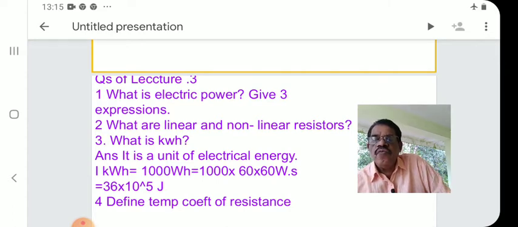Next question is, define temperature coefficient of resistance.